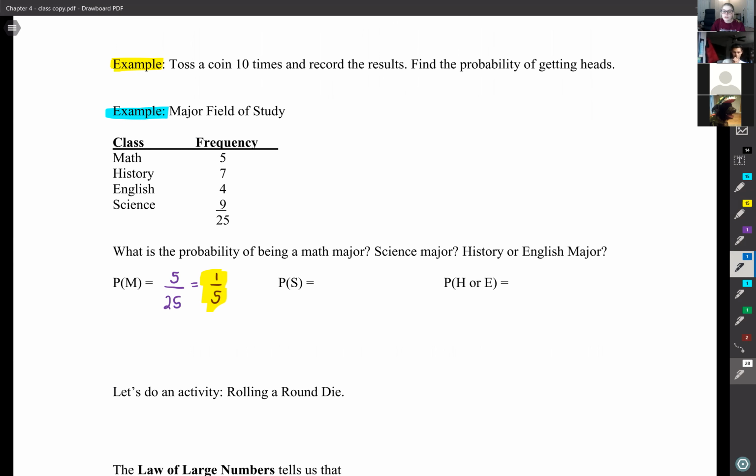All right, so why don't you try doing the science one on your own, the probability of being a science major? You can private chat me your answer when you get it. So just do P of S, and I'll do history or English together as a group. Then just send me a chat when you have the probability of being a science major.